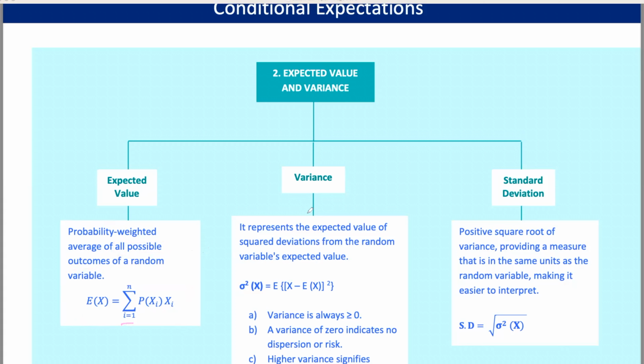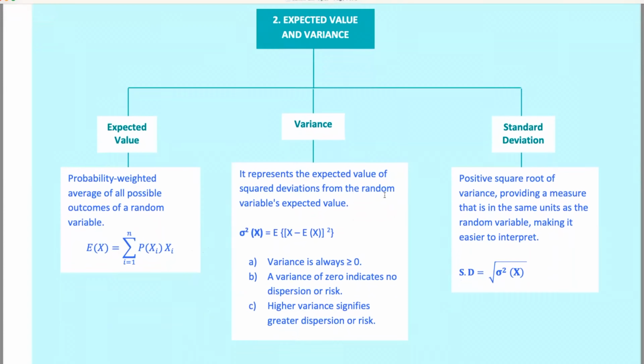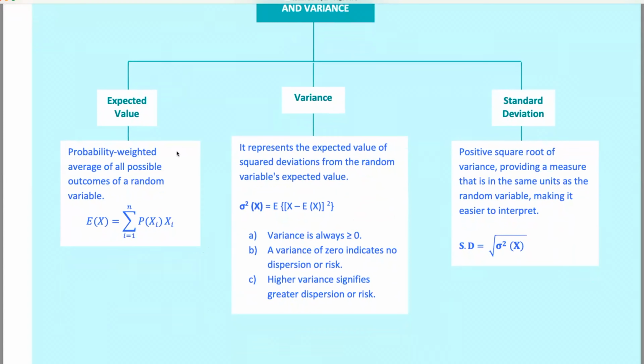Next up, let's discuss variance. Variance measures how much the outcomes of a random variable differ from the expected value on average. It's a key measure of risk in finance. This is the formula for variance. In other words, variance is the expected value of the squared deviations from the expected value. If the variance is 0, there's no dispersion, meaning the outcome is certain and there's no risk. On the flip side, a higher variance indicates higher risk because the outcomes are more spread out.